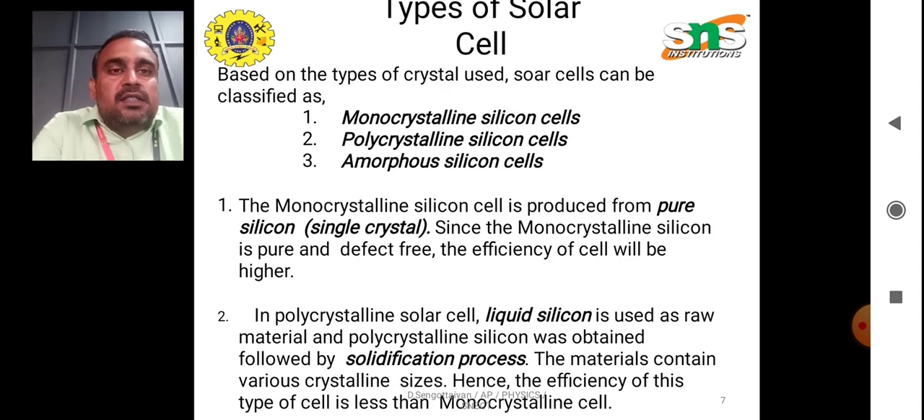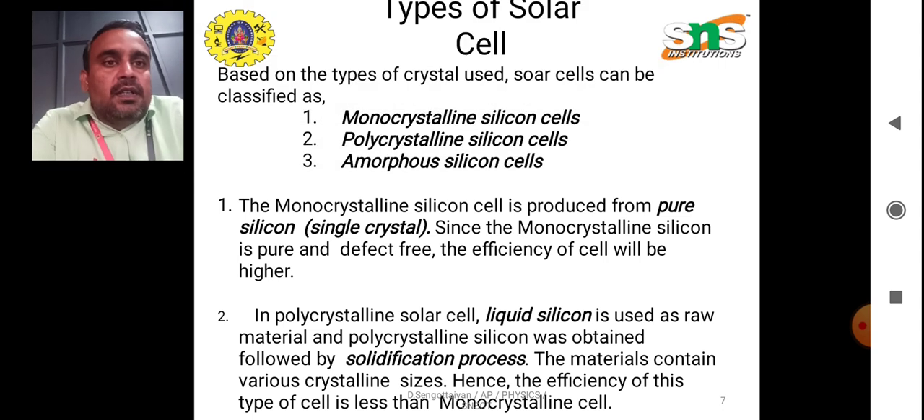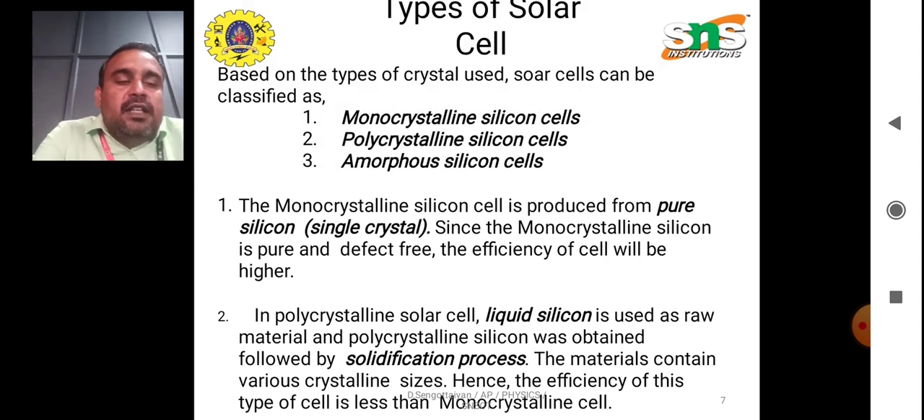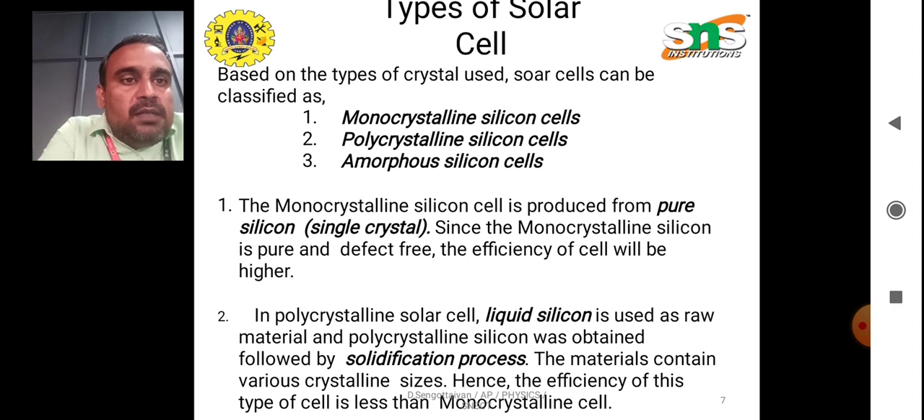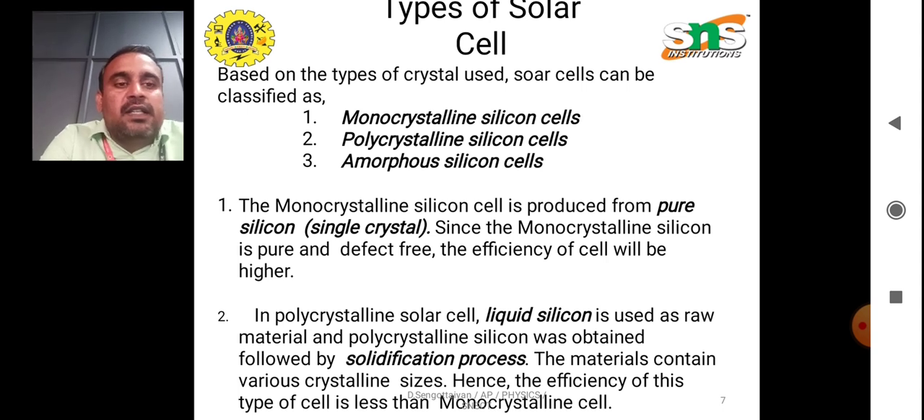Then the types of solar cells: monocrystalline, polycrystalline, and amorphous silicon solar cells. The monocrystalline silicon cell is produced from pure single crystal silicon. Since the monocrystalline silicon is pure and defect free, the efficiency of the cells will be higher. In a polycrystalline solar cell, liquid silicon is used as raw material, and polycrystalline silicon is obtained through different processes. The material contains various crystalline sizes. The efficiency of this type of solar cell is less than that of single crystalline, that is, monocrystalline materials.